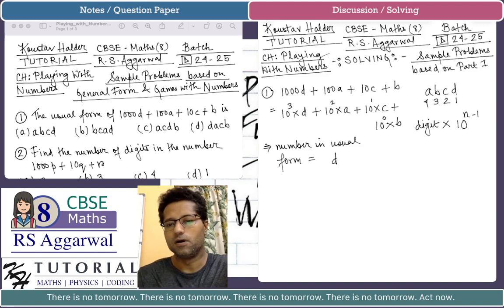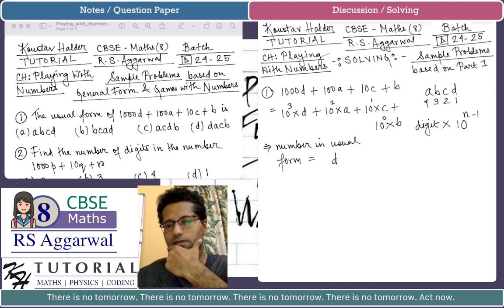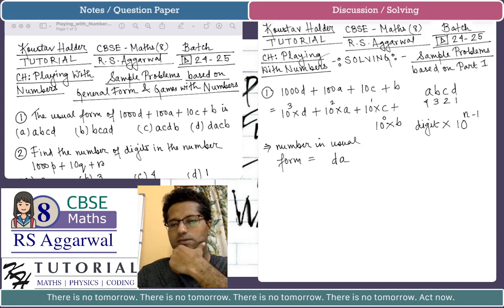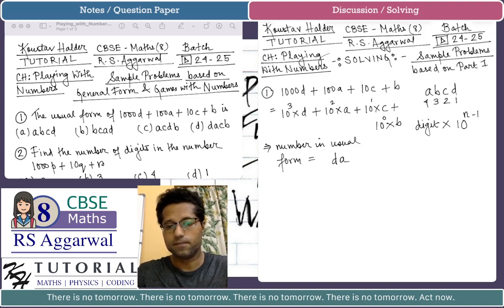Similarly, the power of 10 of the digit a is 10 squared. So the position of the digit a will be 2 plus 1, that is the third position from the right hand side. So definitely it will be to the right hand side of d. Okay, and for c, its power of 10 is 10 to the power 1. So its position from the right hand side is 1 plus 1, 2. So definitely it will be to the right hand side of a, that is c.